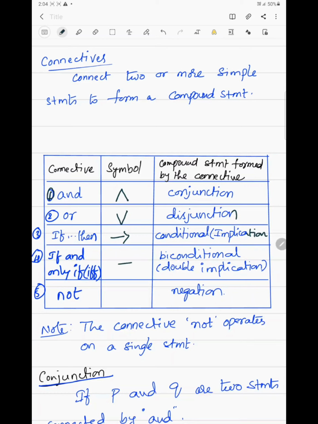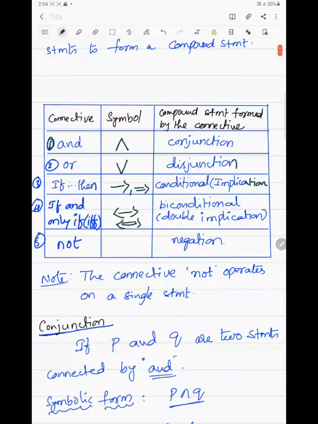Biconditional means a both-side arrow should be there, either like this or like this. For implication also, you can write like this, right? This is called a biconditional statement, meaning the words should be if and only if. Next, the final one is not. Not means negation. That is the denial of the given statement.